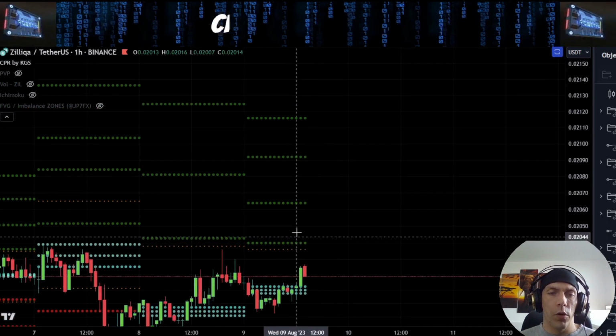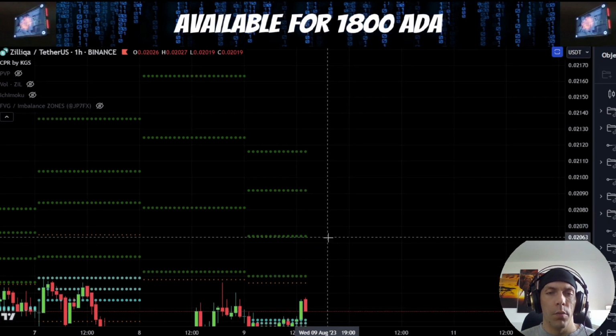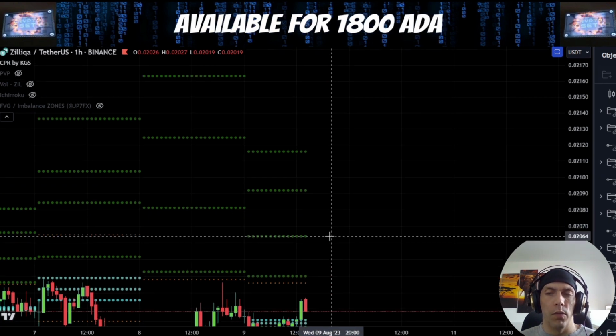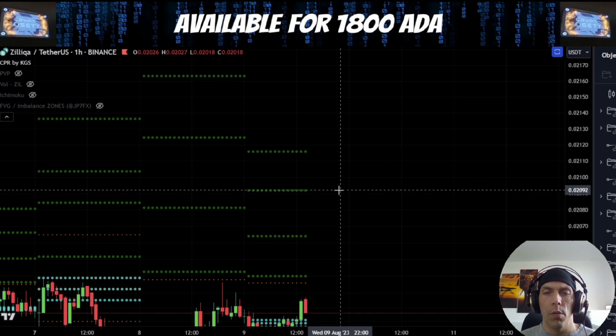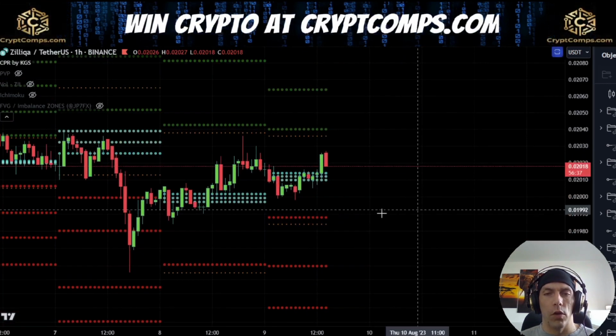If, however, we look for continuation, we get back above this 2040 and find support here, potentially then we could look to see price move up towards this 2064. We have this 2092 and 2116 as potential targets for today.